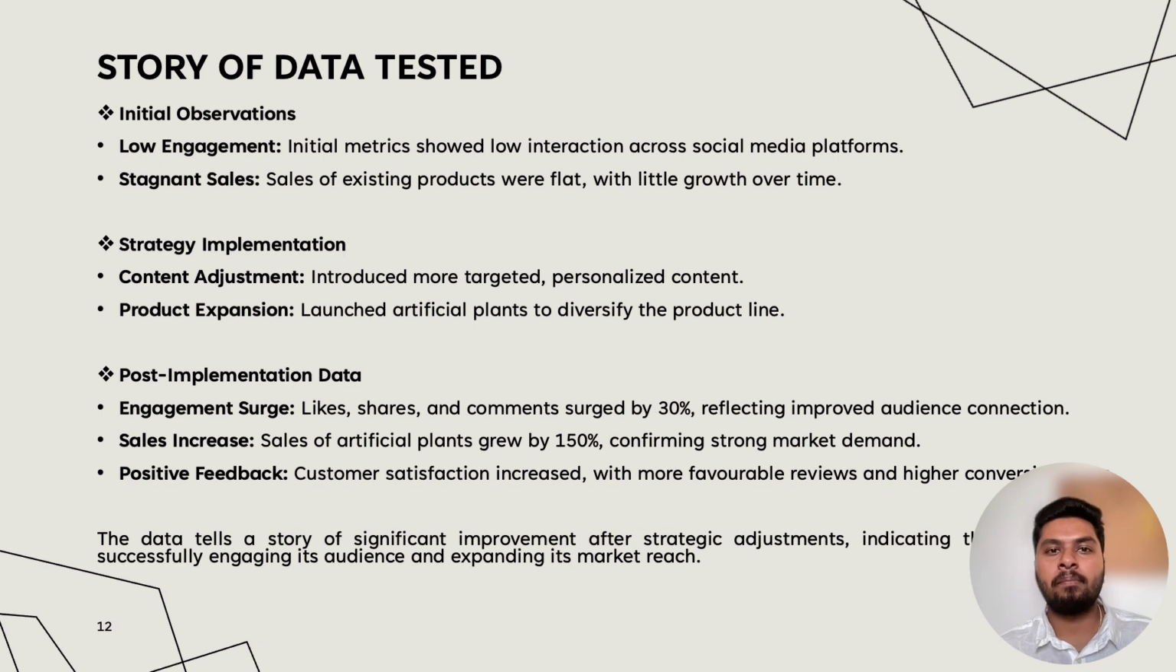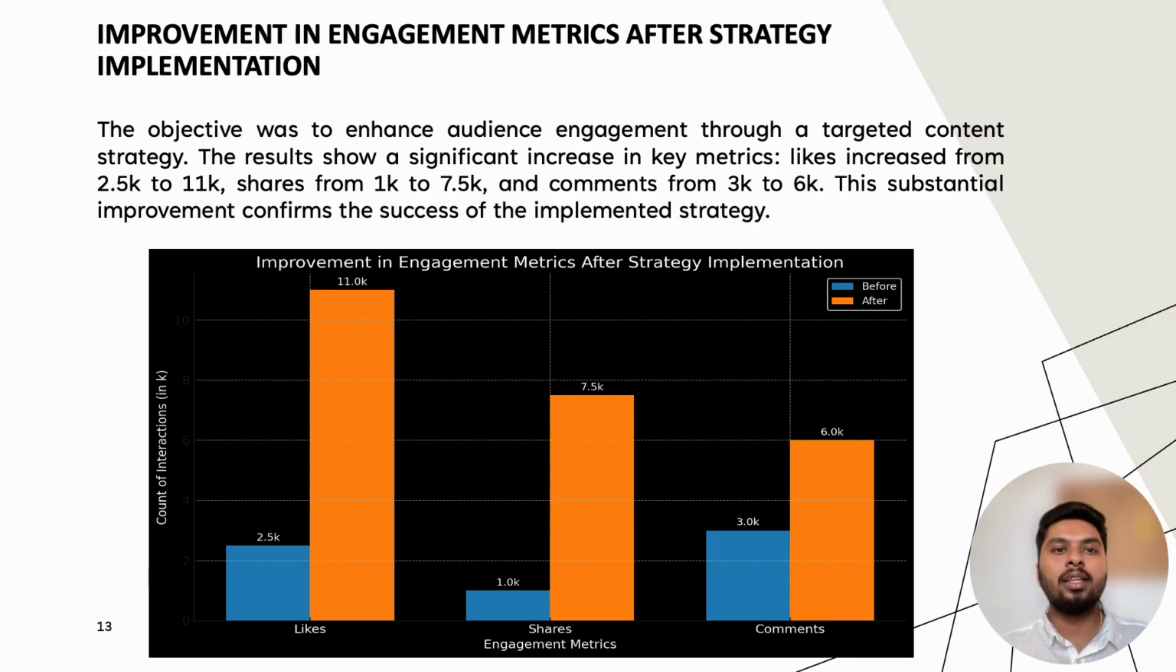The data tells a compelling story. Initially, we observed low engagement and stagnant sales. However, after implementing targeted strategies, we saw significant improvements. Likes, shares, and comments surged by 30%, and sales of artificial plants grew by 150%. This positive feedback and higher conversion rates indicate that Leaf Bucket is successfully engaging its audience and expanding its market reach. Let's take a closer look at the improvement in engagement metrics.